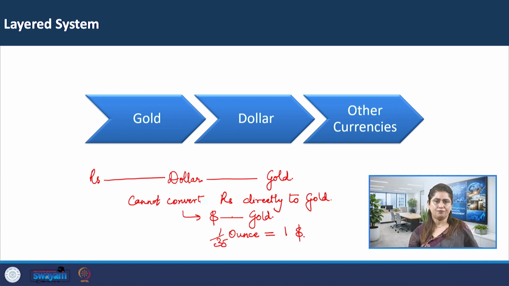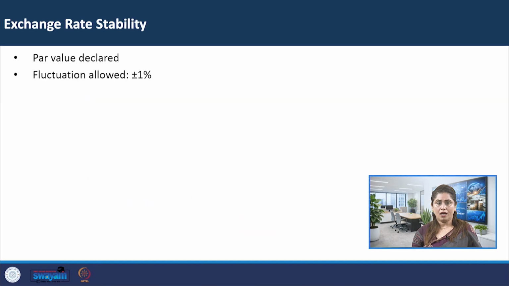So if you think carefully, the system was not a pure gold standard. It was actually a gold-dollar standard, where the US dollar became the central currency of the world. Now, how did the system maintain this stability? Each country had to declare a fixed value of its currency in terms of the US dollar. This value was called the par value. Once declared, the country had to ensure that its currency did not fluctuate more than 1% from its par value.